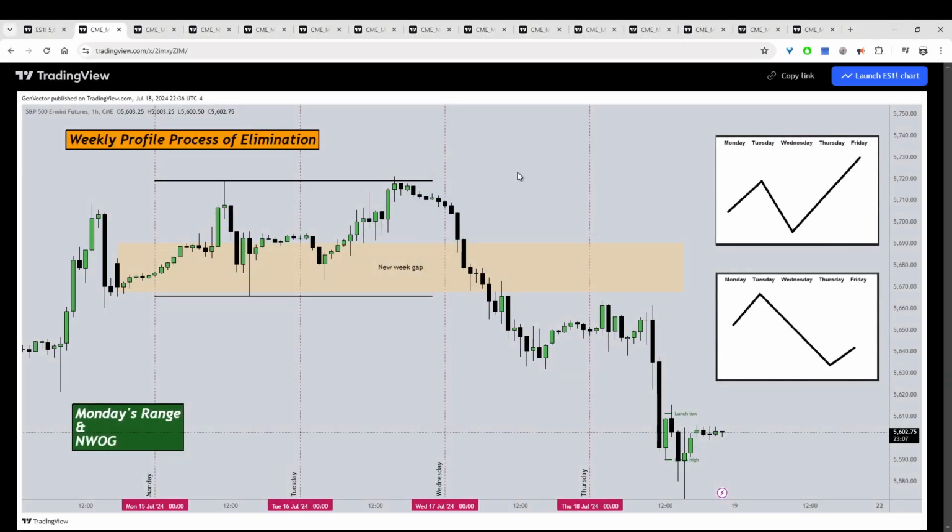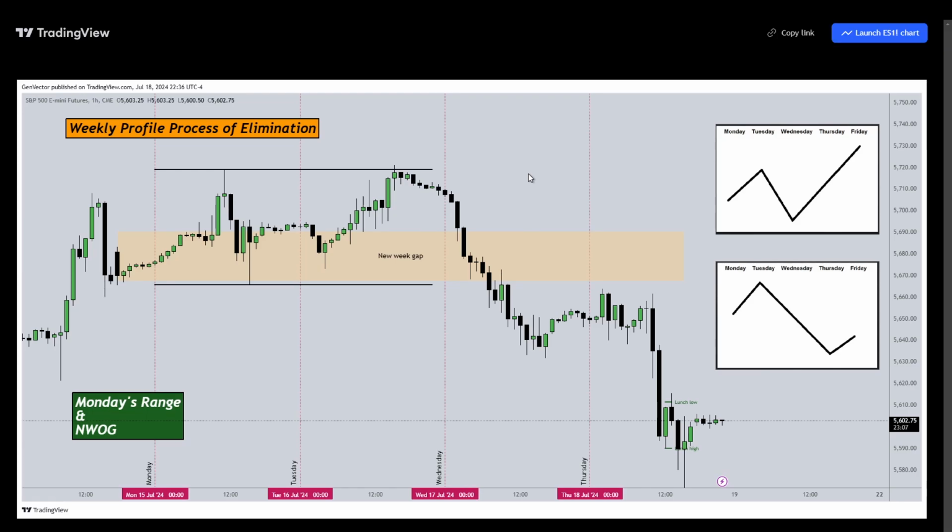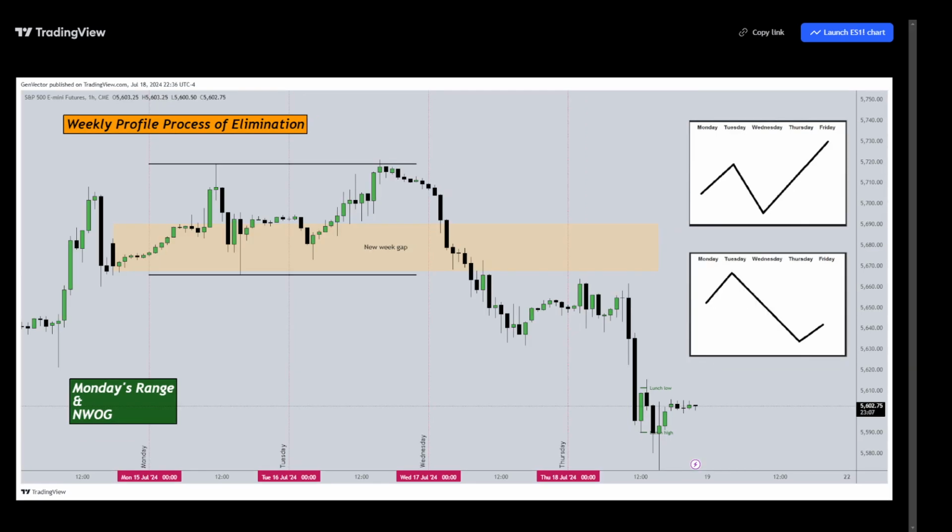So first off, we need to be tracking the week. We are looking at the week of July 15th, 2024. And one of the key things is first identifying what type of weekly profile you could be in. So here's our measure. We are looking specifically at how this array will play out so that we can get the best game plan of attack for the rest of the week.